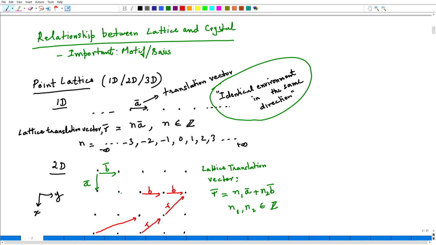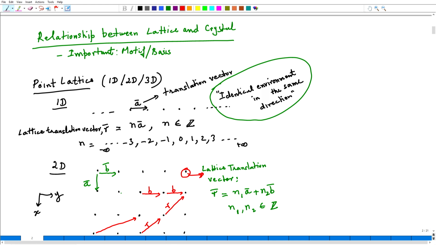Another thing is that we keep saying it is an infinite lattice. We keep saying this because the very definition of the environment being identical implies that if it was a finite lattice, for example, if I consider this point where now I have come to a boundary, then this point does not have the same environment. If I were to travel in this direction, it does not see any lattice point here. So, the very definition of identical environment in the same direction implies that the lattice has to be necessarily infinite. So, I hope this makes it clear what is a lattice of points.